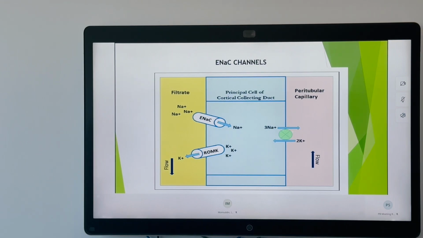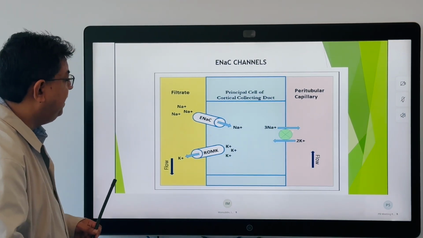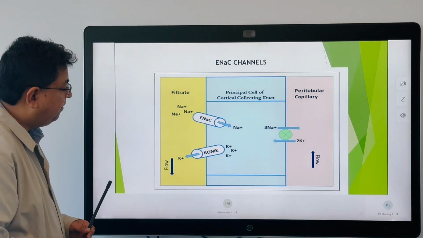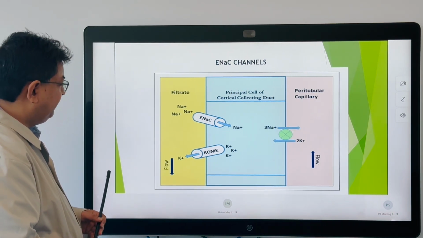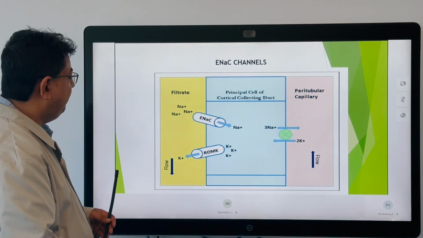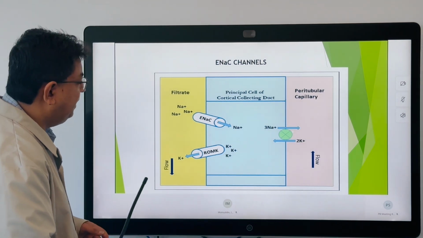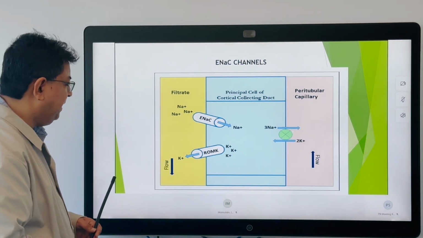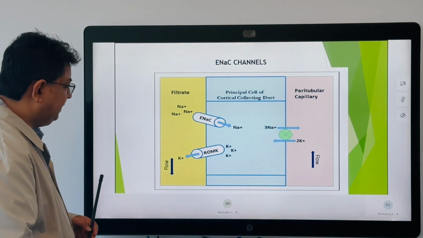Let's go to the collecting duct. Here you will see the ENaC channels, which are acted upon by aldosterone to cause conservation of sodium. And here you can see the sodium move across the luminal membrane into the principal cell of the cortical collecting duct and subsequently conserved by the sodium-potassium ATPase. And here also you have the ROMK channel, which excretes potassium.